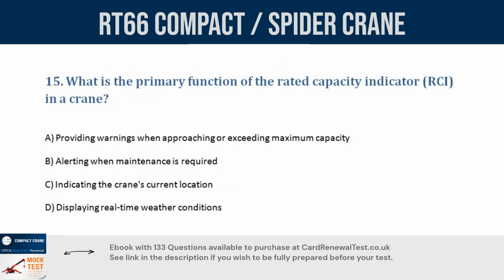15. What is the primary function of the rated capacity indicator, RCI, in a crane? A. Providing warnings when approaching or exceeding maximum capacity. B. Alerting when maintenance is required. C. Indicating the crane's current location. D. Displaying real-time weather conditions. Correct answer, A. Providing warnings when approaching or exceeding maximum capacity.